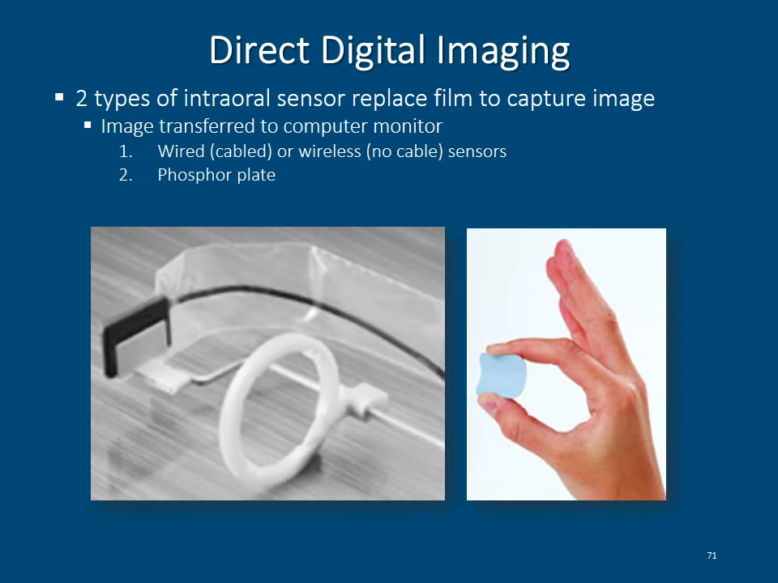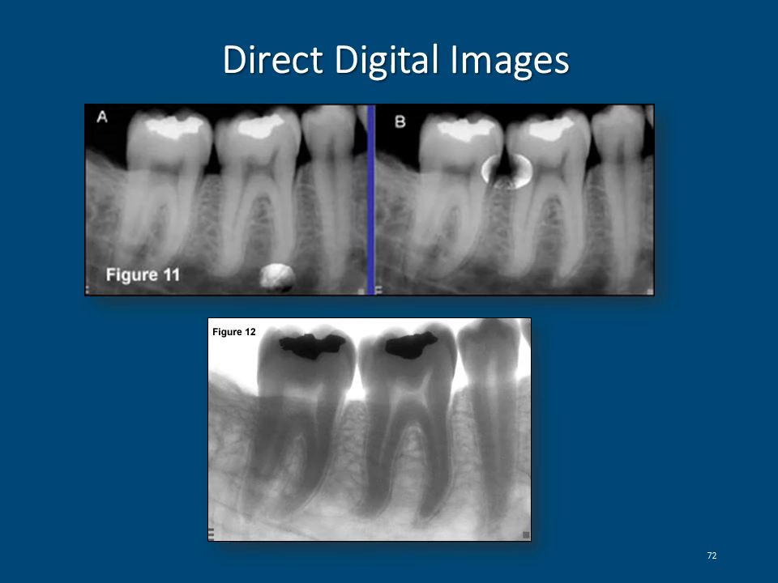This slide gives you an idea of the difference between using a digital sensor, which is wired and also can be wireless to the computer, and then how the phosphoric plate compares. The phosphoric plate is literally like the size of a number size 2 film, but it is not rigid, it does not bend, and can be very uncomfortable for patients.